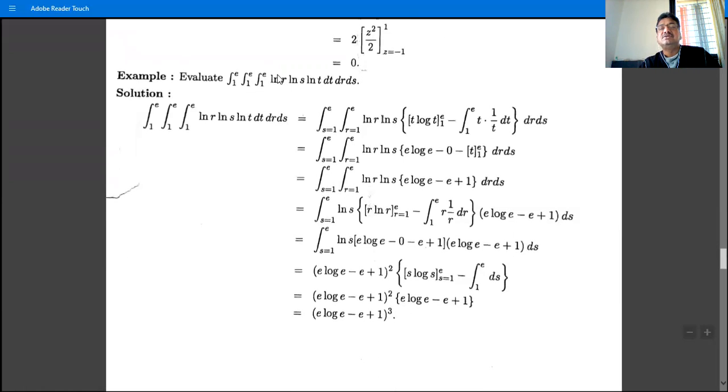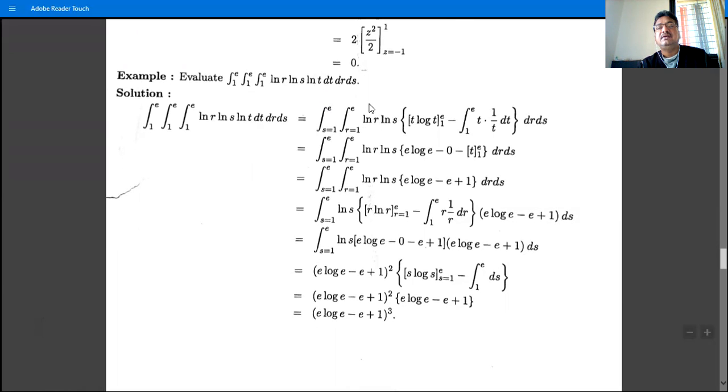ln r means log of r; ln r, ln s, ln t means log of r, log of s, log of t. Instead of x, y, z, here the notation is r, s and t. So consider it as x, y, z, and then integrate first with respect to t. So log r and log s are constant, and what is the integration of log t?